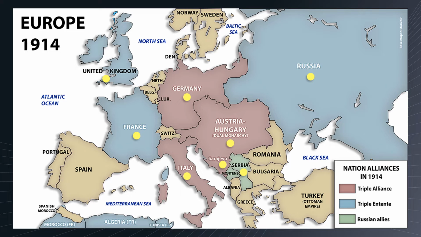So 1914, this is where we're at. Okay, we've got the Triple Alliance, these three, the Triple Entente over here. We have allies of Russia. We've got Serbia and Montenegro, who Russia kind of sees as, like, these are my little brothers. I got to take care of them. And that's really significant when it comes to the very beginning of the war.